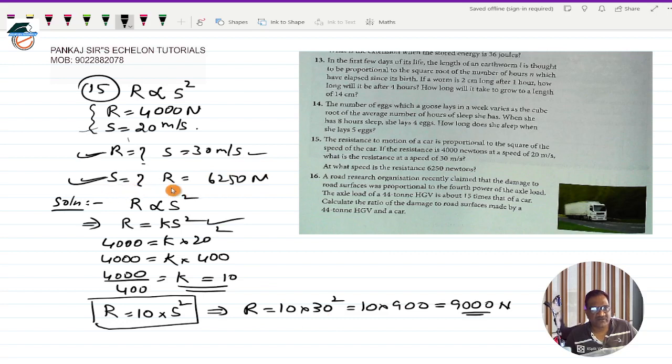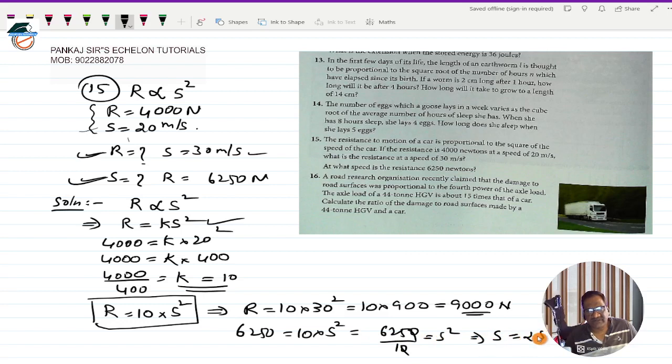Then you have to find out s when r is equal to 6250. So again in this formula I'll put 6250 equal to 10 times s square. Okay. This happens to be 6250 upon 10 equal to s square. Okay, so this 10, this 0 and 0 cuts. So I get s square equal to 625. That gives me s equal to 25. And s is what? The unit is meter per second. So these are the two answers.